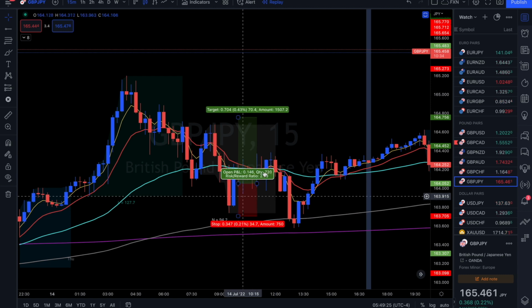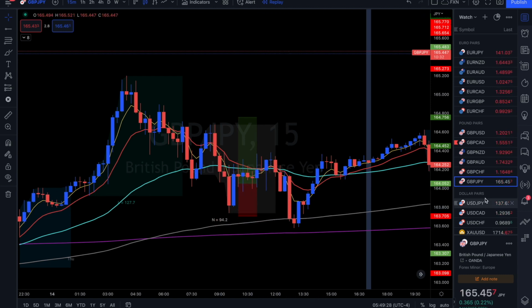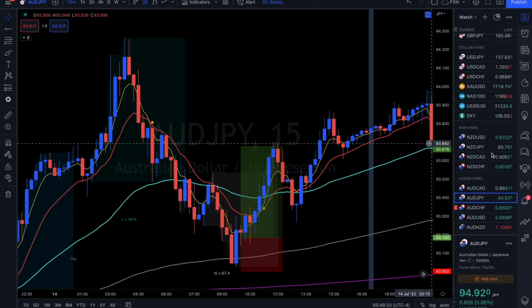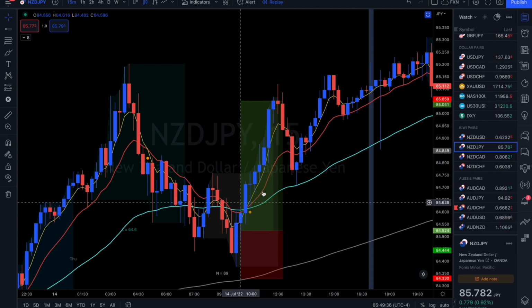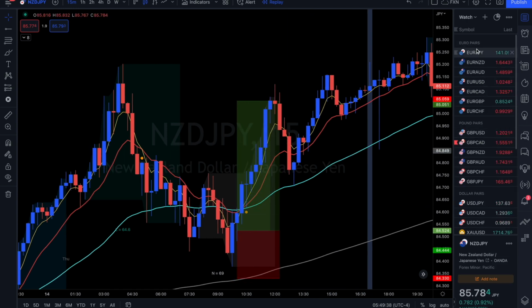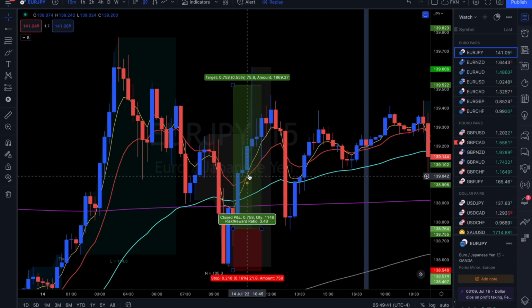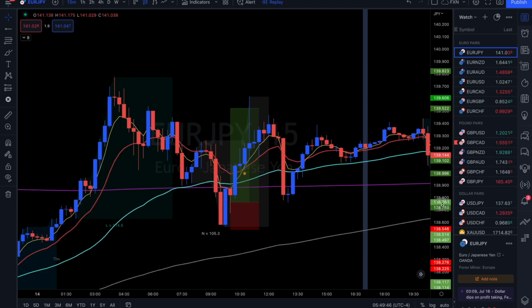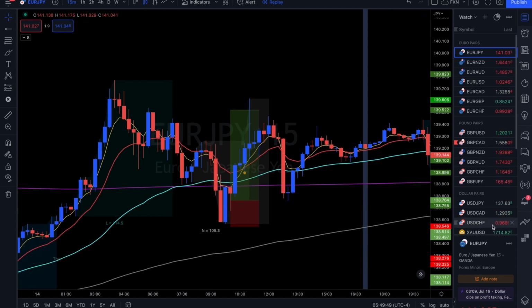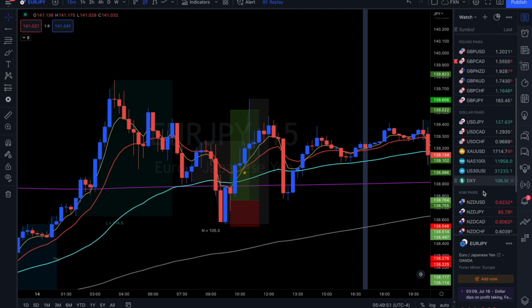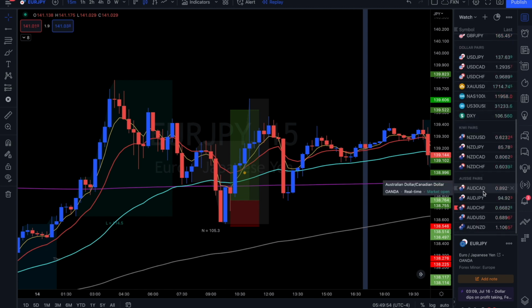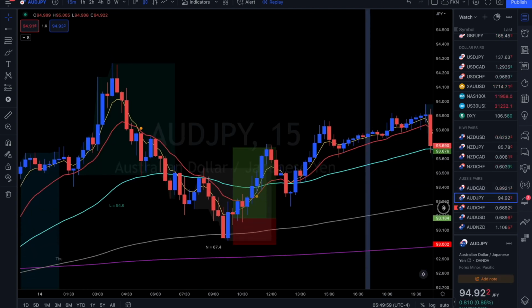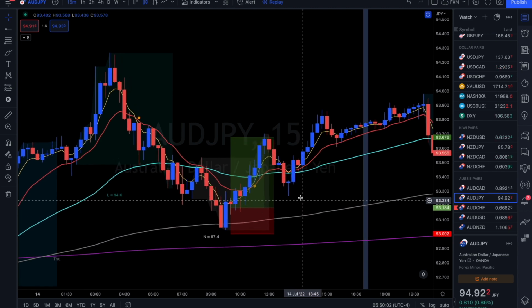This ended up being a loss, right? But the rest of them, like AUD JPY, ended up being a win. NZD JPY ended up being a win. And Euro JPY ended up being a win, right? So just because they all look the same doesn't mean that they're all going to do the same thing. You have to start to really look and analyze what it is that you want for your specific setup for them to work.